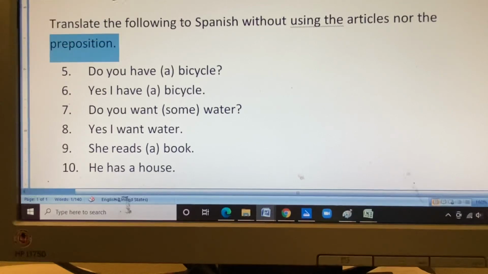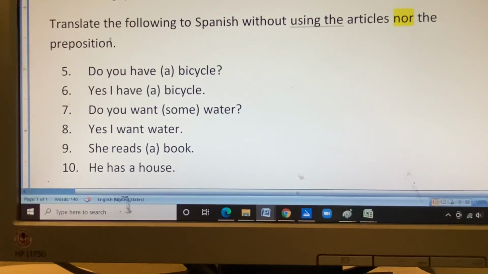So, translate the following to Spanish without using the articles, not even the preposition. Nor is a word nobody uses in English. They say or, but or gives me a choice. But nor means you don't have a choice. Don't use the preposition either. But anyway, that's another lesson.